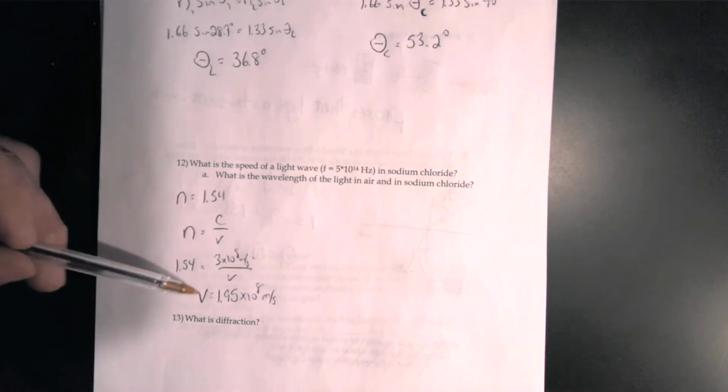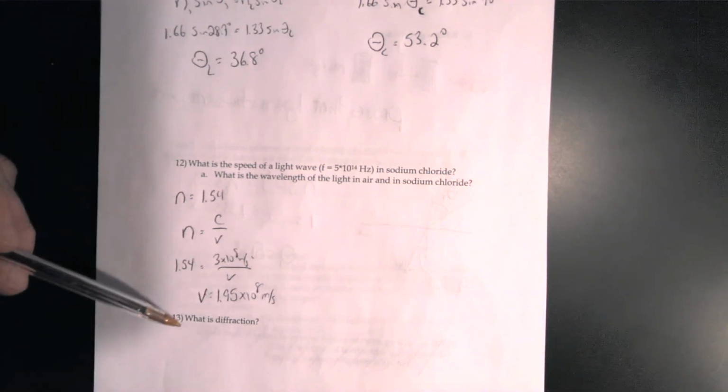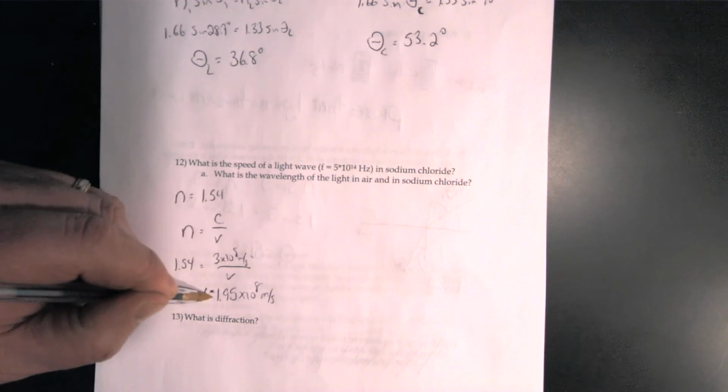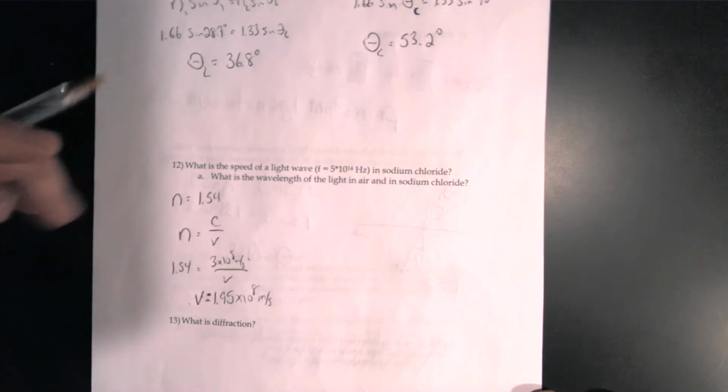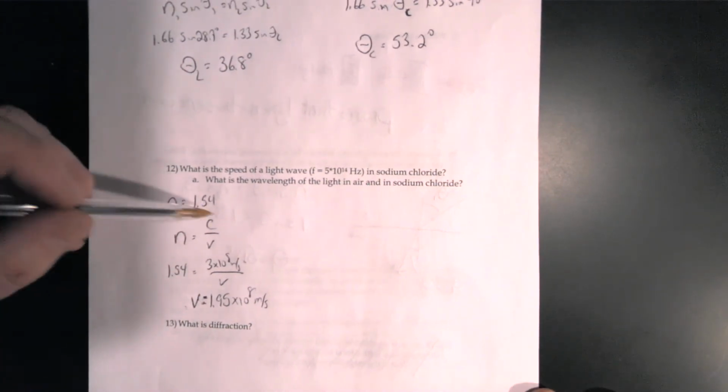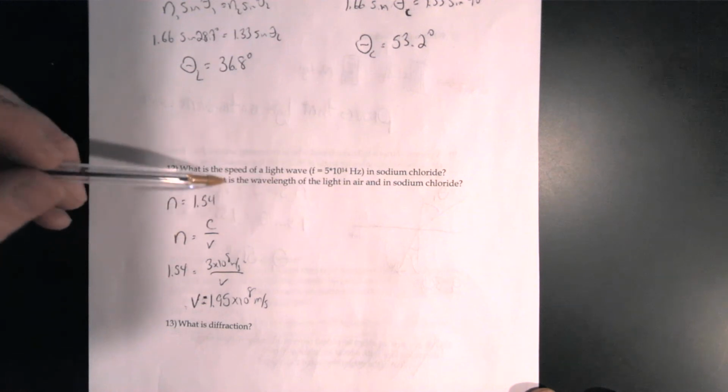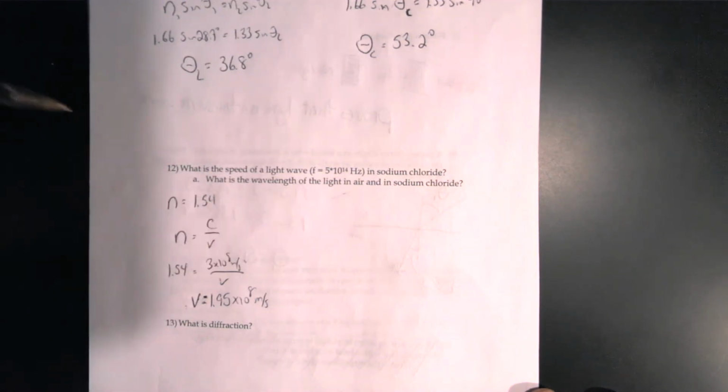A good way to remember this too, and a good mental check, is that anytime you go from air into any other substance, light has to slow down. Okay, so the speed of light inside a substance is always going to be less than 3 times 10 to the 8th. Okay, they want to know what's the wavelength of light in air and in sodium chloride.